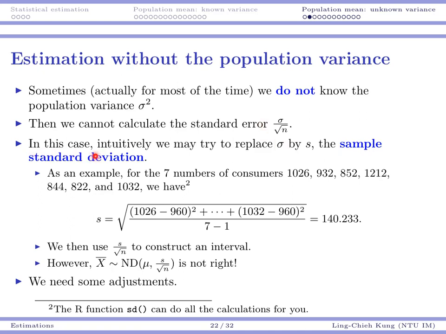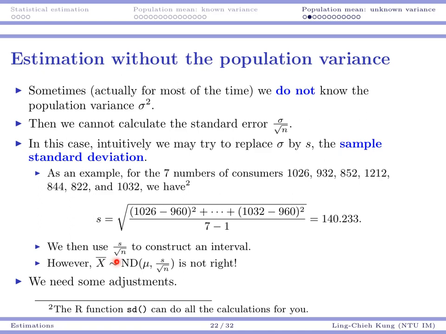In this case, intuitively, we will try to replace sigma by small s, where small s is the sample standard deviation. Suppose we really replace sigma by s, then we can do all the steps with the method we know. For example, in the retail example, we have 7 sample numbers. And then we will simply do a calculation about my sample standard deviation like this. Don't forget the denominator is 7 minus 1. And then we will get a number which is around 140 as my sample standard deviation.